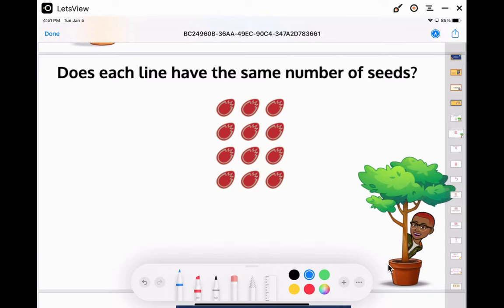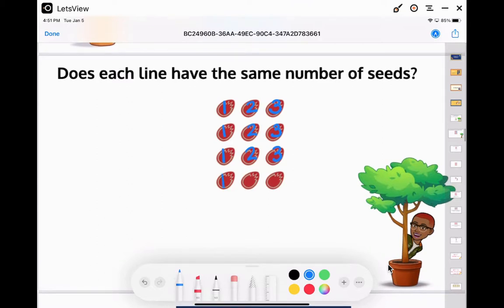If I want to count the number of seeds in each row, I could count straight across, and there are 1, 2, 3 seeds in the first row, 1, 2, 3 seeds in the second row, 1, 2, 3 seeds in the third row, and also 1, 2, 3 seeds in the fourth row.